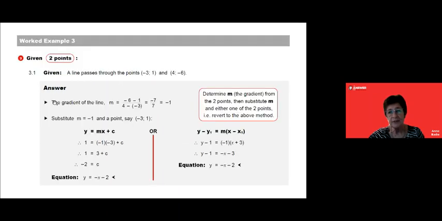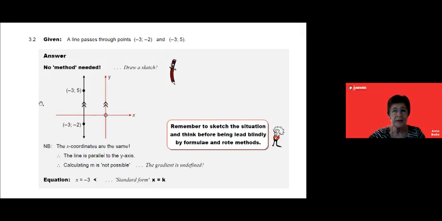And I have put in some nice surprise ones here. A line passing through those 2 points. Of course, they would have gone immediately and found the gradient using it, and they would have got into a bit of trouble because they would have found 0 in the denominator, because if they didn't first draw and sketch where those points were, they wouldn't have realized that this is a classic x equals k, and that it doesn't fit any traditional equation, y equals mx plus c.